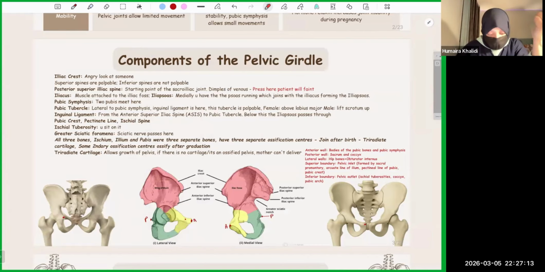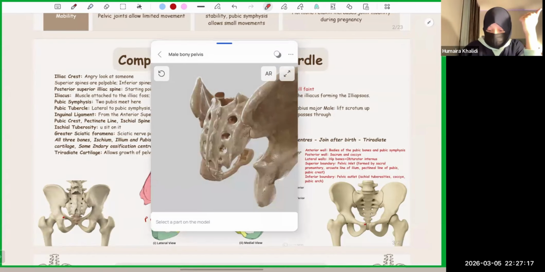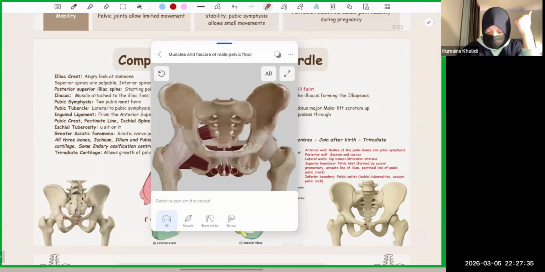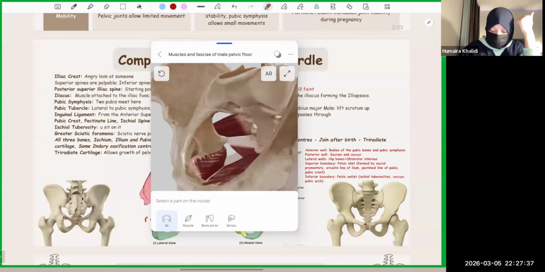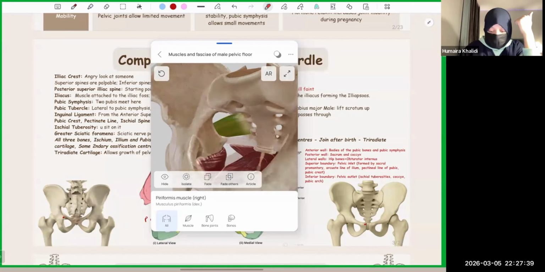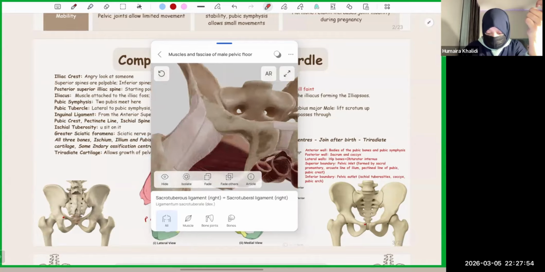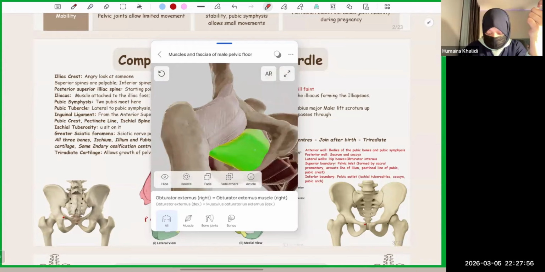Now, we saw the ischial tuberosity. We saw the greater sciatic foramen. I hope you guys understood what the greater sciatic foramen looks like. Do you see this muscle passing through this? This is the greater sciatic foramen, this entire circle. Above the ligament, you have the greater sciatic foramen. Below the ligament, you have the lesser sciatic foramen. And this big thing, do you see this muscle?